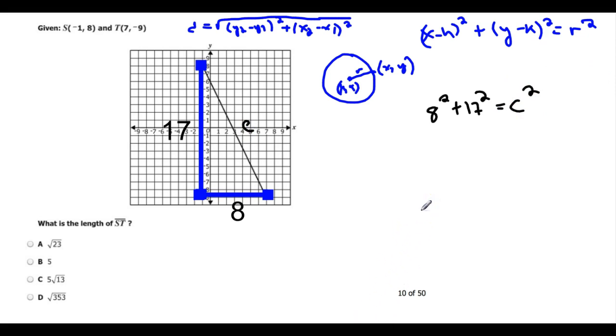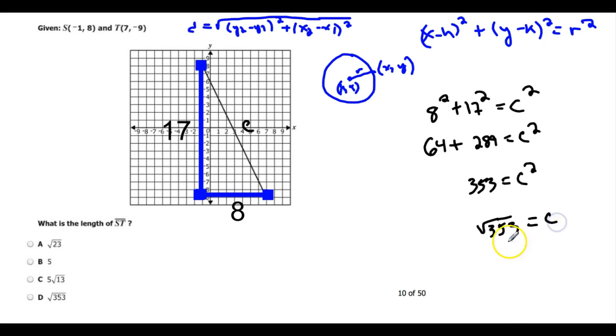So take a moment and try to find the value of c. All right, so you should have that 8 squared is equal to 64, and 17 squared is the same thing as 289. 64 and 289 give you 353. And remember, to get c by itself, the opposite of squaring is to take the square root. So we take the square root of both sides, and you get the square root of 353 is equal to c. And so that's our answer choice D down here.